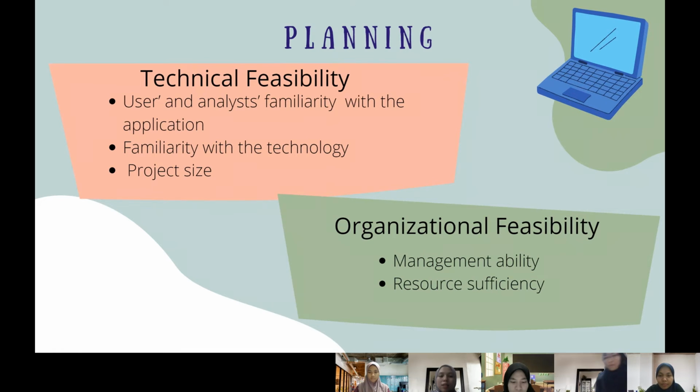Okay, next, organizational feasibility. 2 key aspects to consider include management ability and resource sufficiency. Okay, management ability, which is determine the process or ability of its initial management team, whether it is a sole entrepreneur or a larger group. Okay, next, resource sufficiency, which is determine whether the proposed venture has or is capable of obtaining sufficient resources to move forward. Okay, next, we pass to the next presenter.